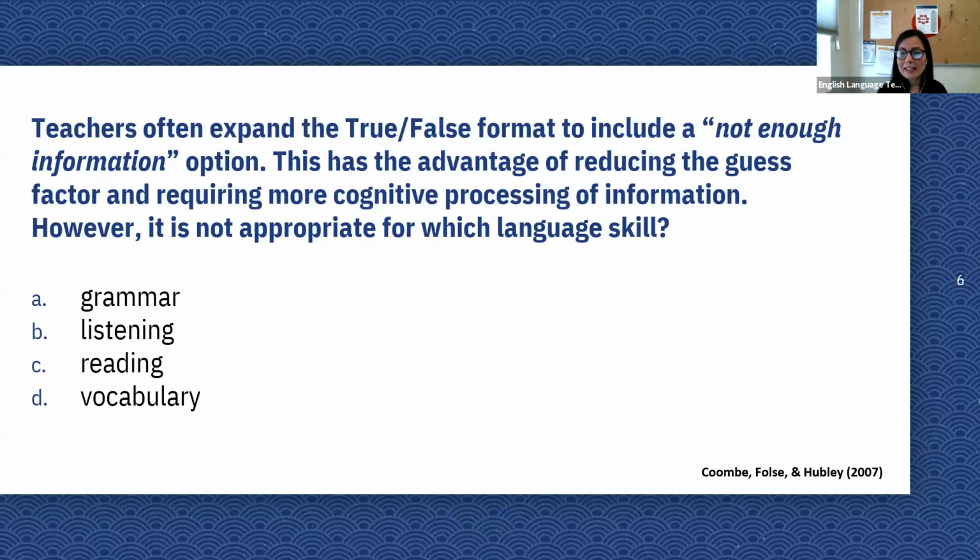Teachers often expand the true or false format to include a not enough information option. This has the advantage of reducing the guess factor and requiring more cognitive processing of information. However, it is not appropriate for which language skill? So if you have true, false, not enough, or not given, right? What does research suggest? That it's not appropriate for grammar, for listening, for reading, or for vocab?